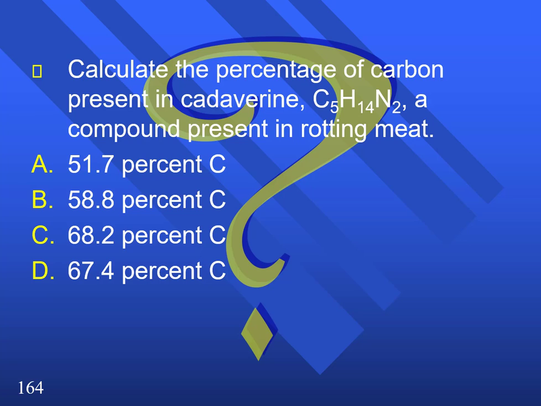Okay. If you were successful at that, you should have gotten B, 58.8 with 3 sig figs. I got 58.75, I think.